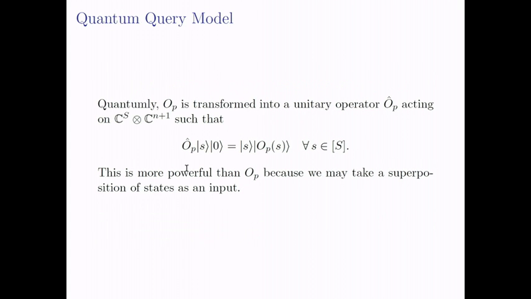If you use the oracle model, then its quantum version is very straightforward. You just turn this function into a unitary, and you can make a query to this function by giving input S and observing the output. And from here, we just need to care about the query complexity of using this oracle function.